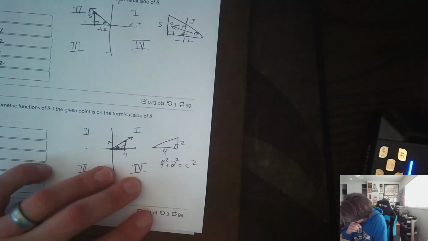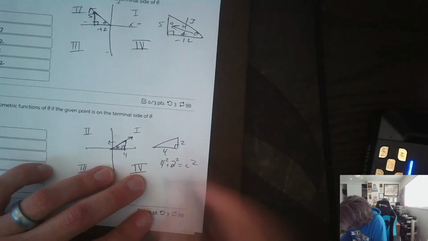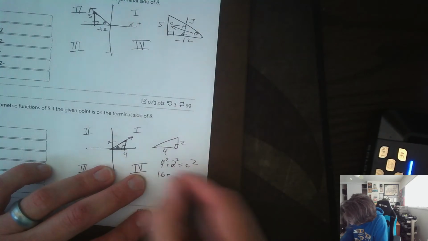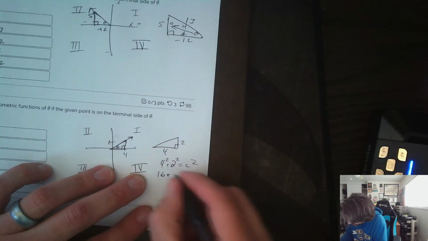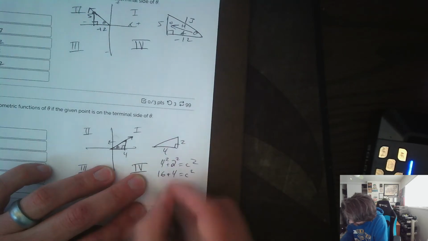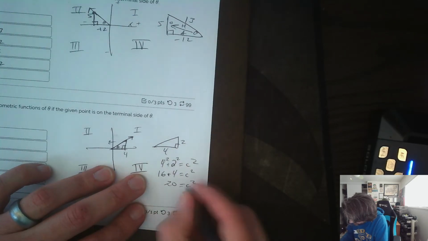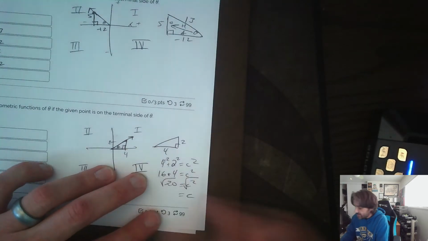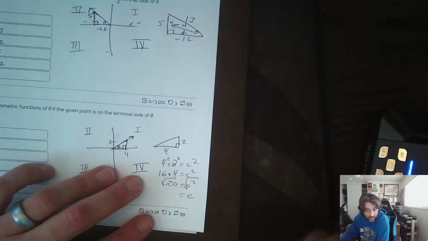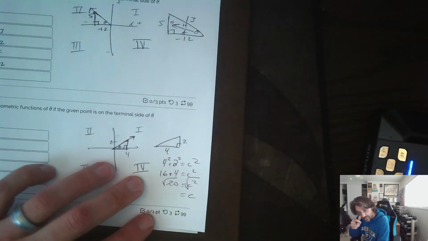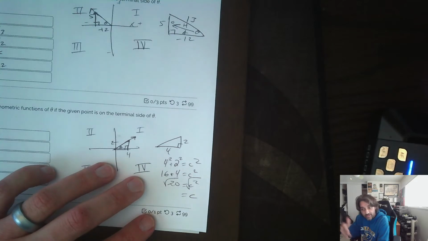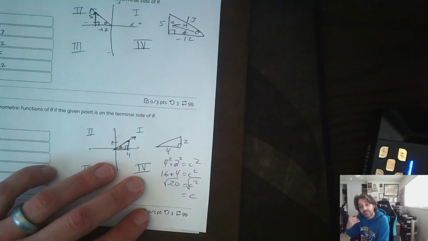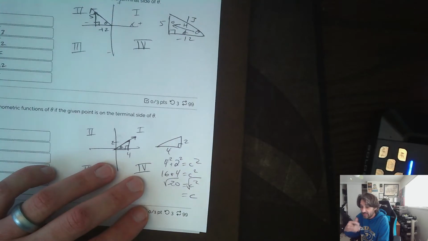Okay. So 4 squared is 4 times 4, which is 16. 2 squared is 2 times 2, which is 4. That's going to equal 20. So the square root of c squared equals the square root of 20. So c is the square root of 20, and there's no perfect square root of 20, right? Think of your perfect squares: 1 times 1, 2 times 2, 3 times 3, 4 times 4, 5 times 5. 1, 4, 9, 16, 25.